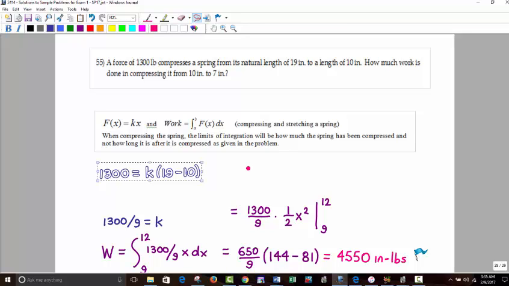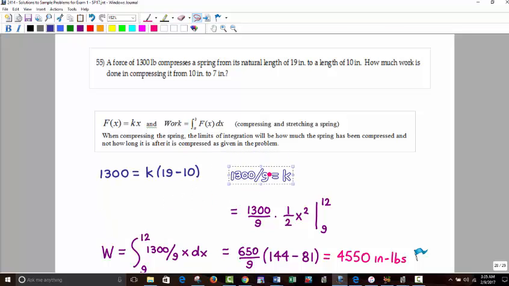It takes 1,300 pounds to compress it from its natural length of 19 inches total down to 10. It means we moved it in 9. So K would be 1,300 over 9.